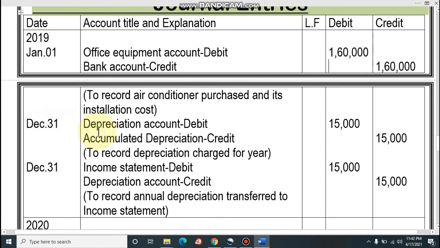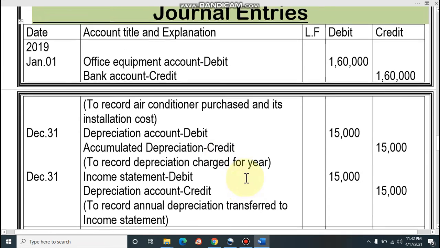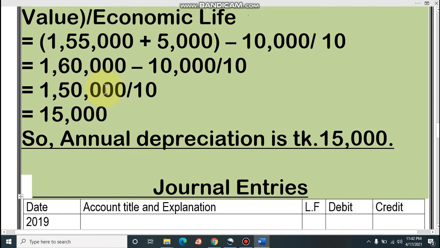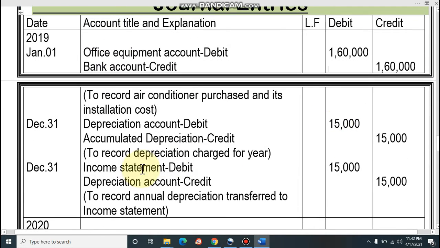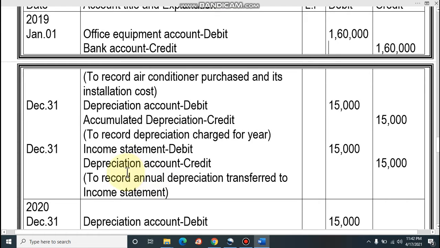First one is for recording depreciation: depreciation account debit, accumulated depreciation account credit. Last class also we learned that for recording depreciation, the journal entry is depreciation account debit, accumulated depreciation account credit. The amount we calculated is 15,000 for yearly depreciation. So the total amount of depreciation is 15,000, and the next journal will be for transfer of depreciation to the income statement.